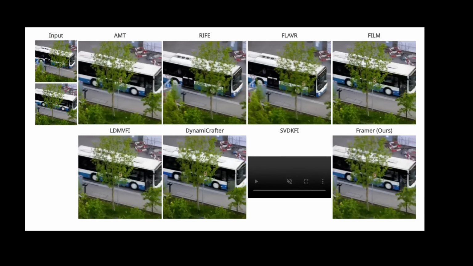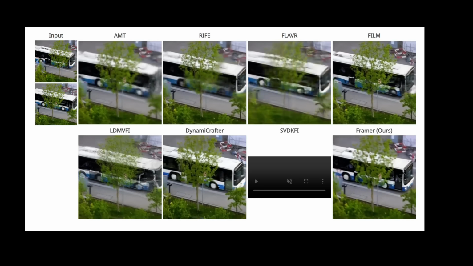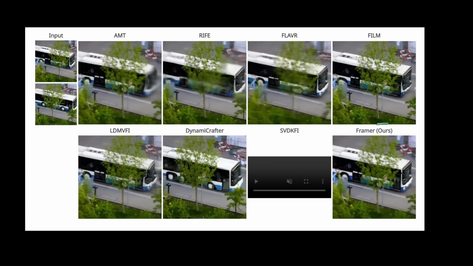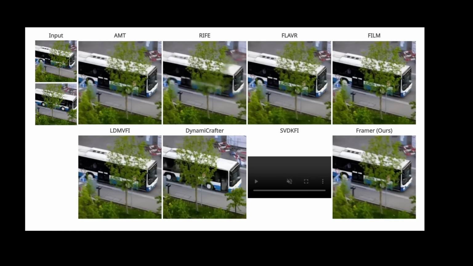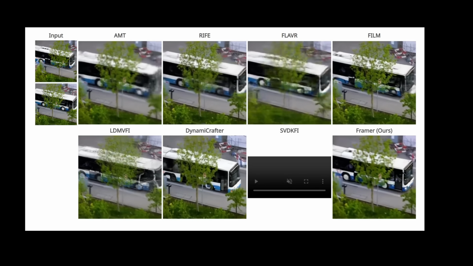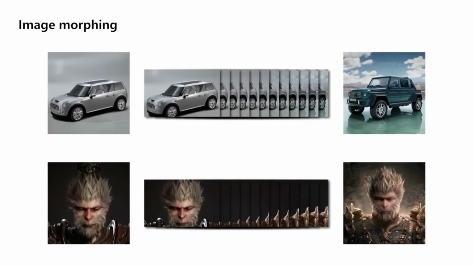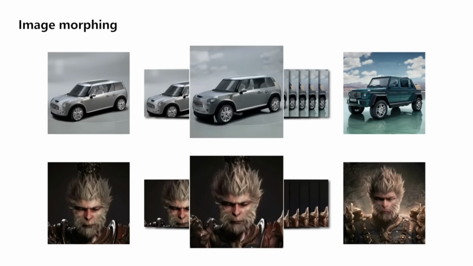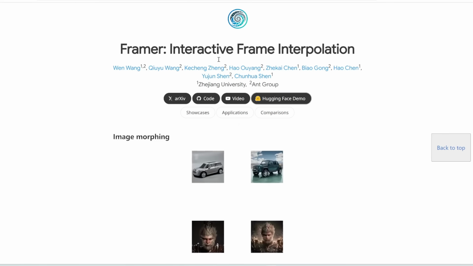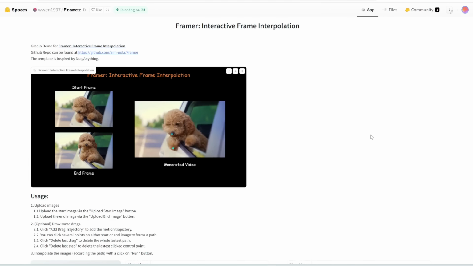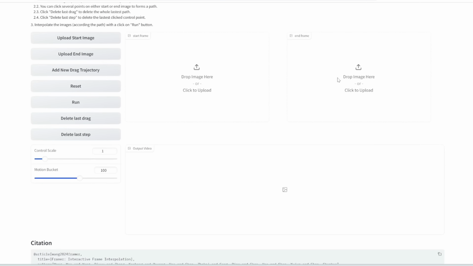Here's yet another example of this bus. And again, out of all these methods, Framer is the only one that generates a decent and consistent video. So it's a super powerful tool. The awesome thing is they have already released a Hugging Face demo for you to try out. So I'll link to this main page as well as their Hugging Face demo, where you can upload start and end frames and then test out different trajectories and generate videos from that.